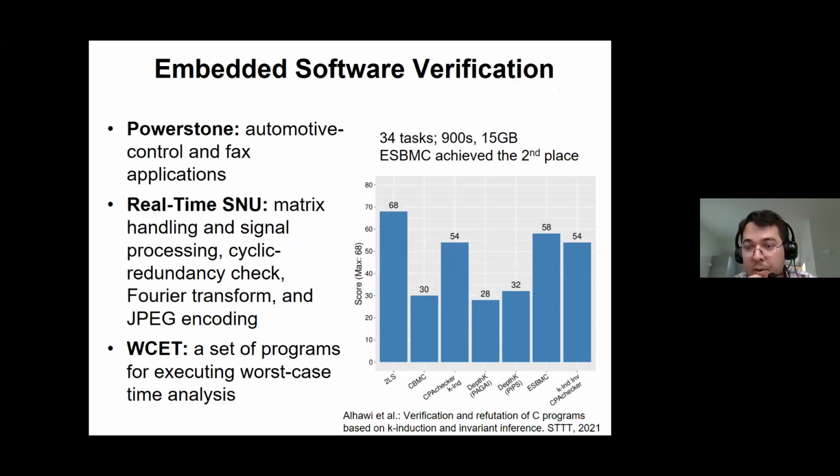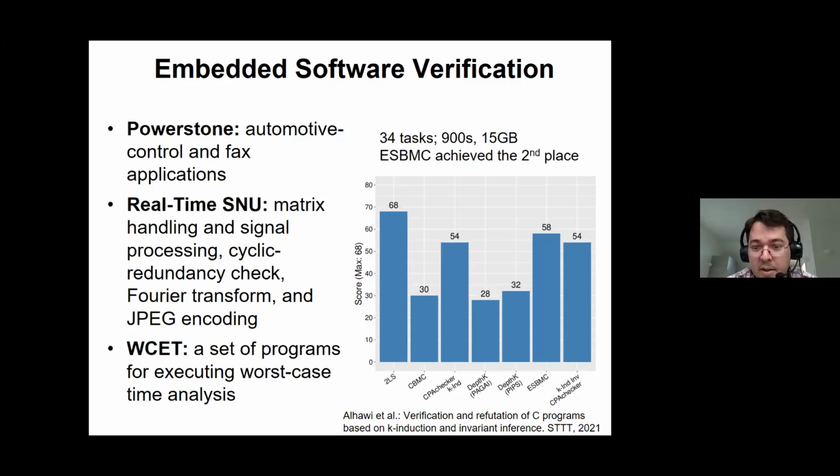We have evaluated this technique over a large set of benchmarks, in particular for embedded software verification. We collected a set of public benchmarks that contains applications related, for example, to automotive and control, Fourier transform, JPEG encoding, signal processing, and so on. We have also evaluated some model checkers that are popular in the field, like 2LS, CBMC, CPAchecker, and DFK, which exploits invariant inference based on polyhedra.